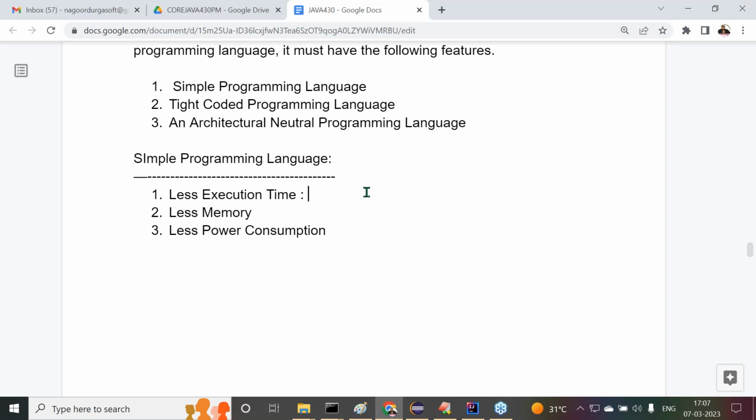Got it or not? That's why Sun Microsystems wanted to prepare a new programming language. The programming language should be simple. It must take less execution time with more performance. Observe carefully: less execution time leads to more performance for the end product. Because of that reason, Sun Microsystems wanted a new programming language. It should be simple, and it must take less execution time in order to get more performance for the end product. Clear or not? This is the point I'm telling you.